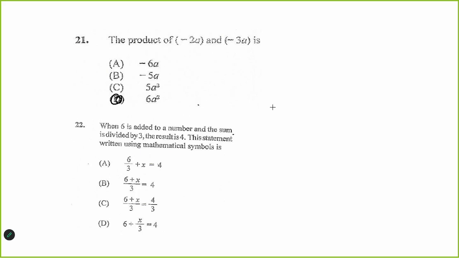6 is added to a number, and the sum, well, they call it X, so let's put X. 6 is added to a number, and the sum is divided by 3. The result is 4. So 6 plus X divided by 3 is equal to 4. That's B.